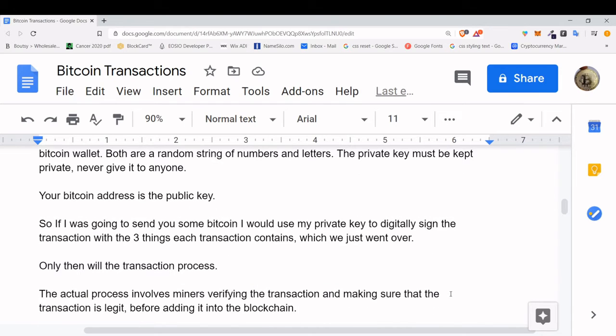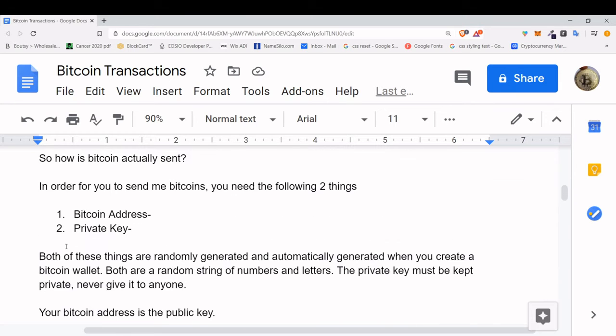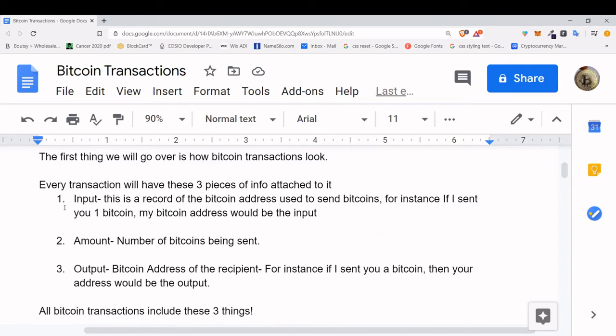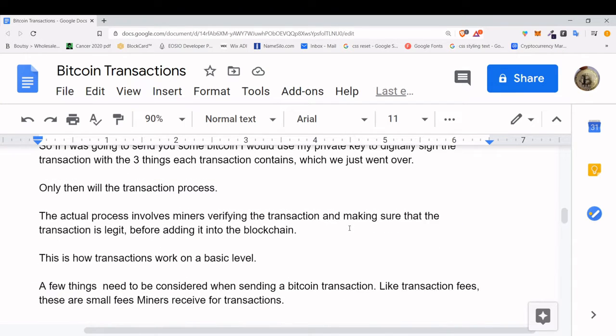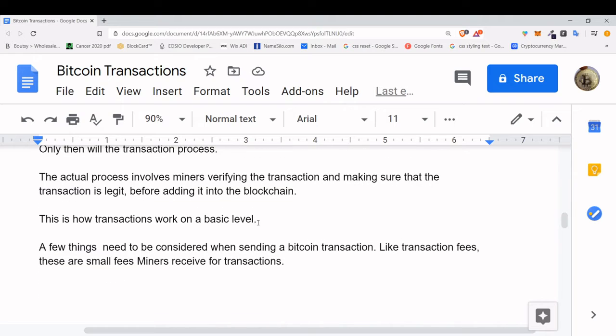So if I was going to send you some Bitcoin, I would use my private key to digitally sign the transaction with the three things each transaction contains, which we just went over before. Those three things are the input, the amount, and the output. The actual process involves miners verifying the transaction and making sure that the transaction is legit before adding it into the blockchain. This is how transactions work on a very basic level.